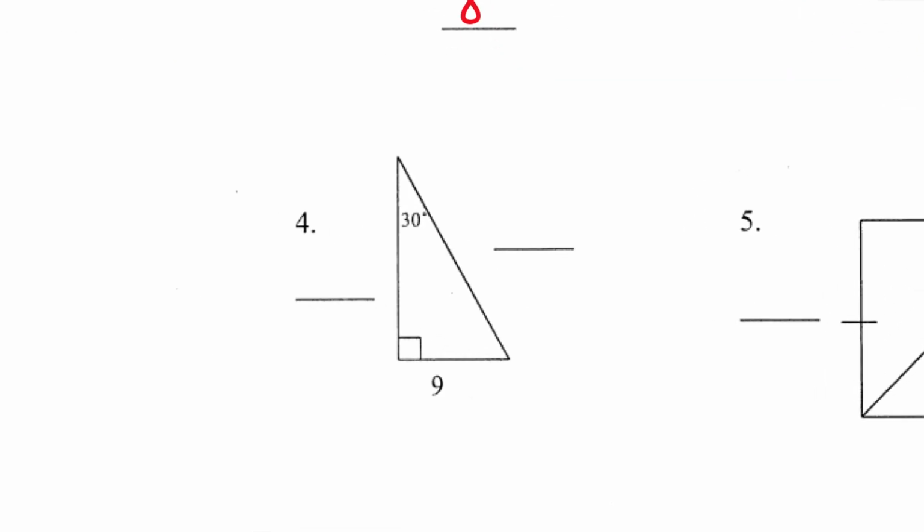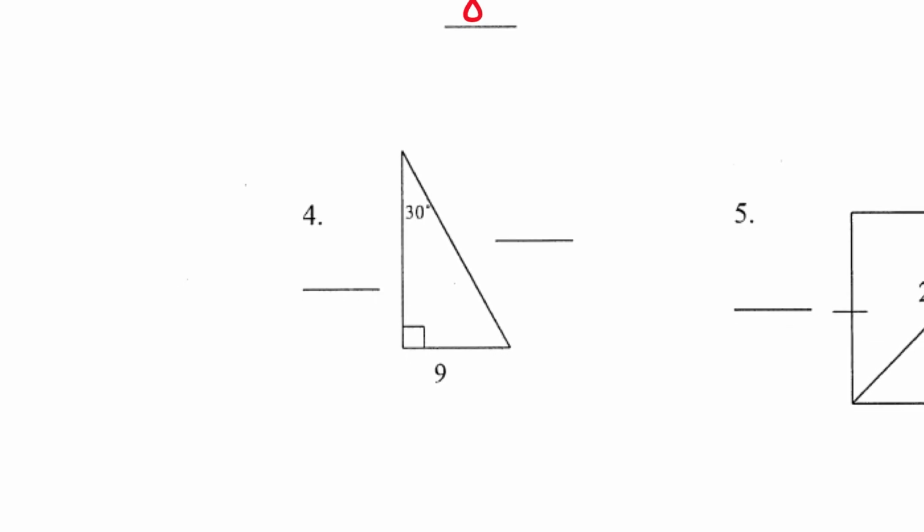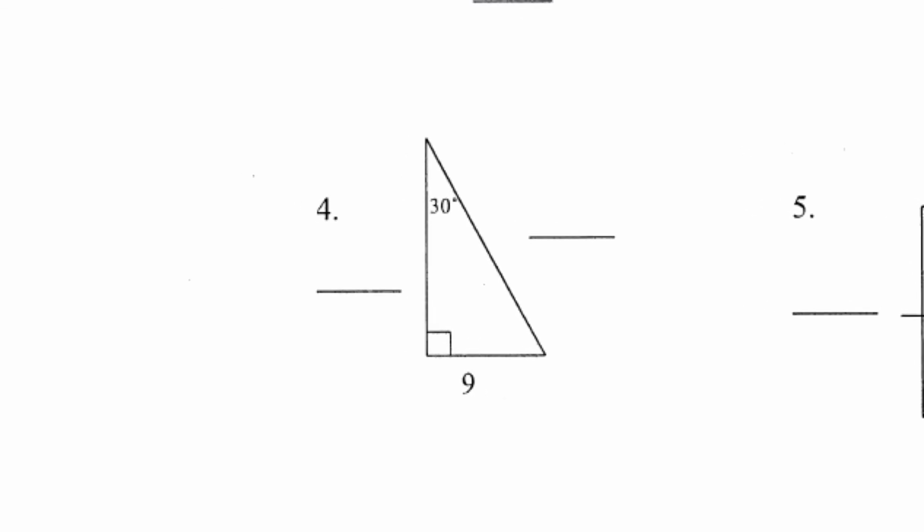Okay, looking at number 4. Now number 4, we can see we're flipping over here and we're talking about a 30, 60, 90. So we need to label this. Which side is the hypotenuse here? Okay, this one right here. This is the short leg, and this is the long leg. So on this one, I know the short leg. That's where I'm starting off.